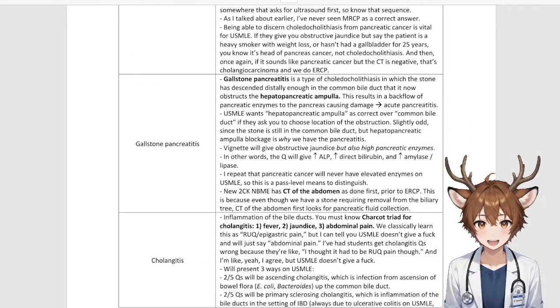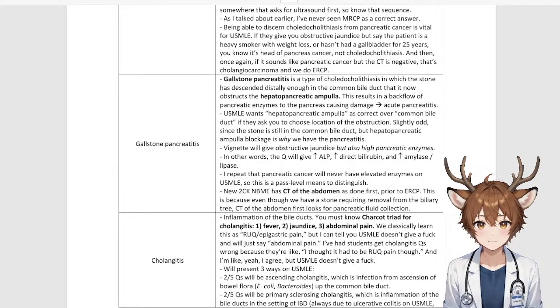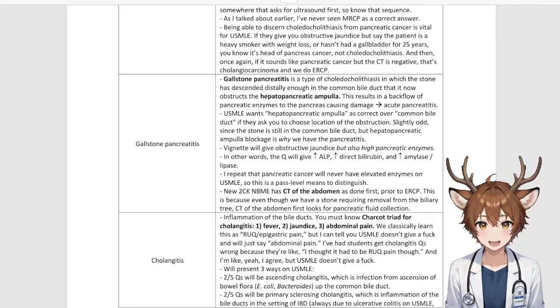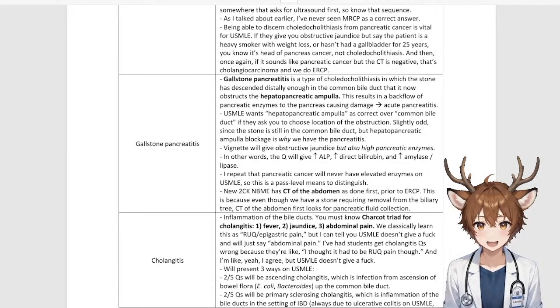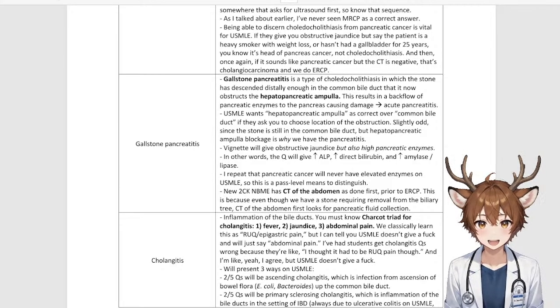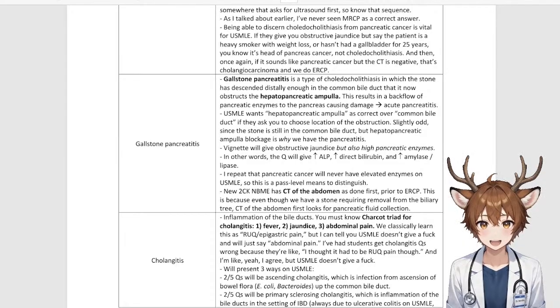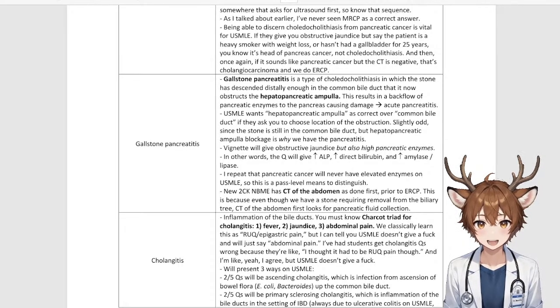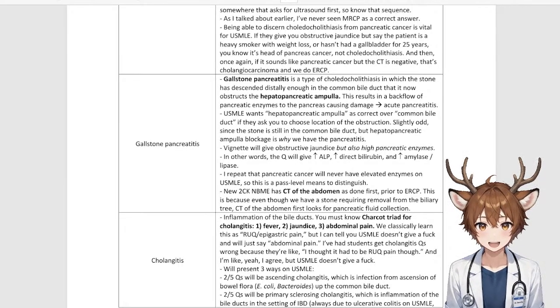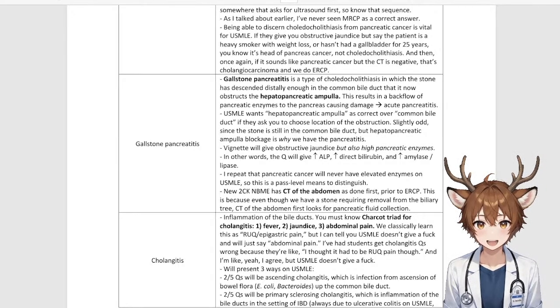What about gallstone pancreatitis? Gallstone pancreatitis is a type of choledocholithiasis in which the stone has descended distally enough in the common bile duct that it now obstructs the hepatopancreatic ampulla. This results in the backflow of pancreatic enzymes to the pancreas, causing damage and acute pancreatitis. USMLE wants hepatopancreatic ampulla as correct over the common bile duct. It wants hepatopancreatic ampulla rather than the common bile duct.